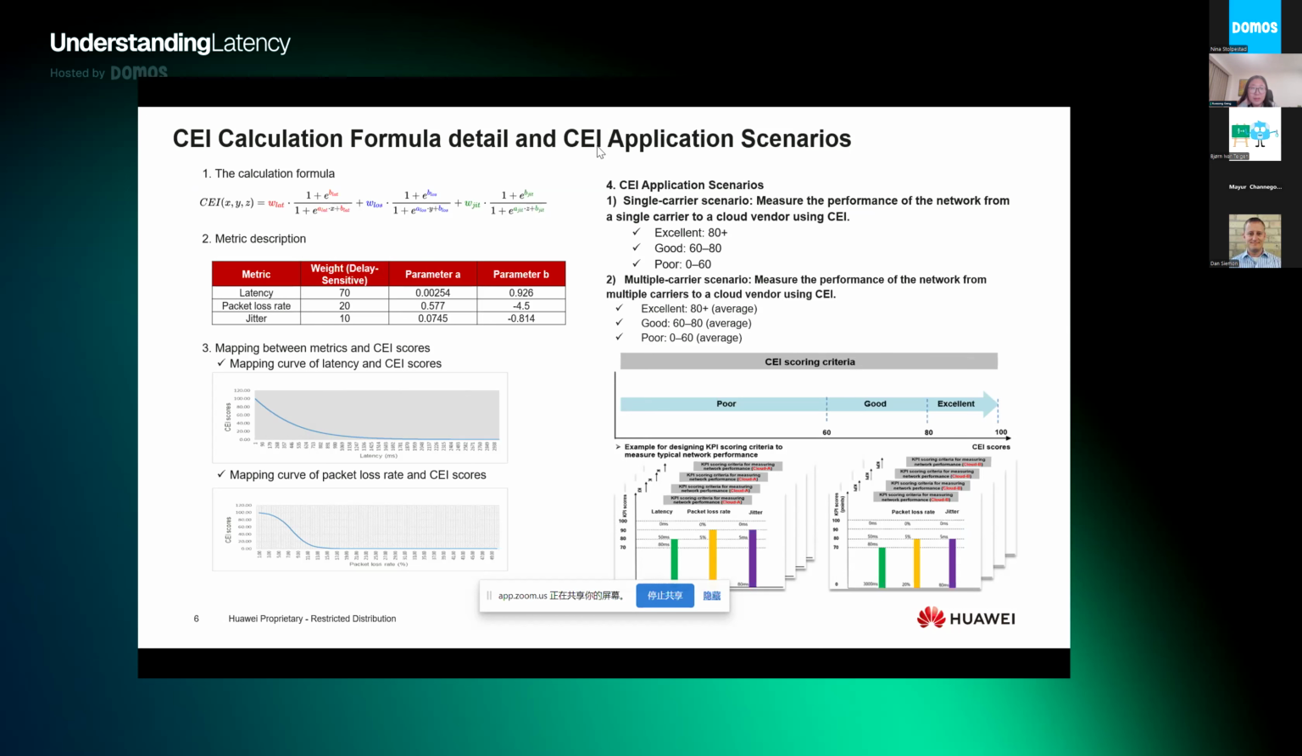Taking latency as an example, we can score the cloud service using the CEI value by measuring the latency of the network from a single carrier to a cloud vendor. Similarly, we can also measure the latency of the network from multiple carriers to a cloud vendor, score with the CEI, and then take the average value. We can set standards for the CEI values to differentiate the performance, like excellent, good, and poor performance. The following figure lists some examples used to evaluate service quality of Cloud A and Cloud B.